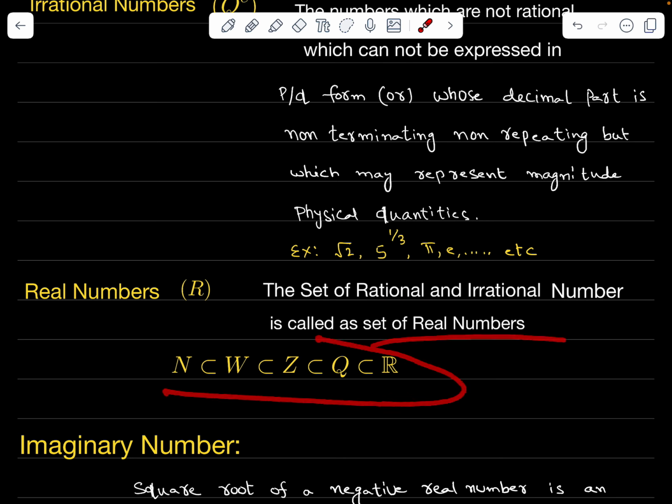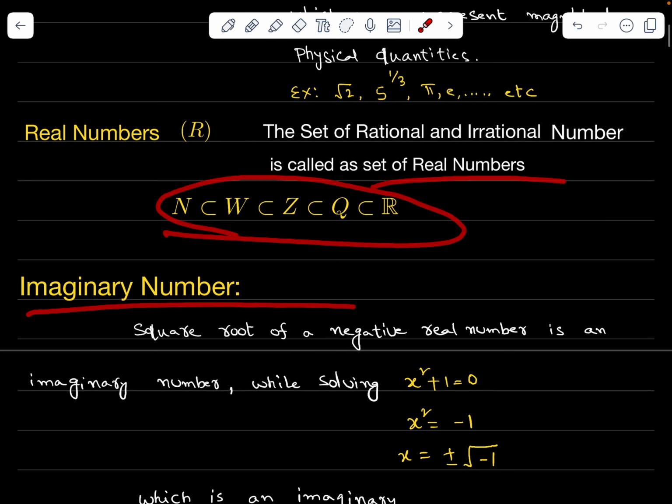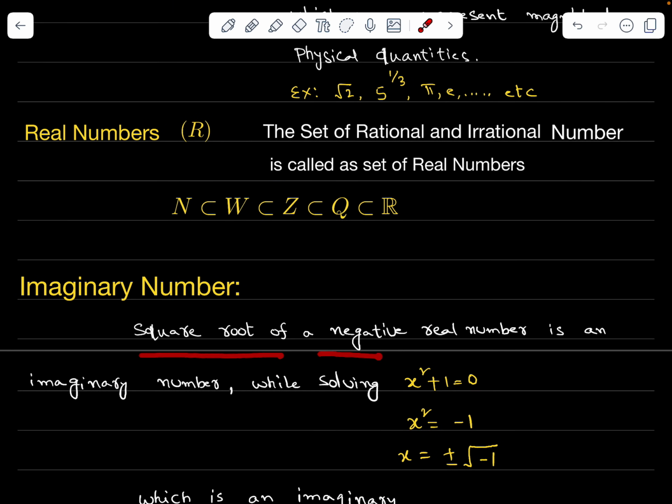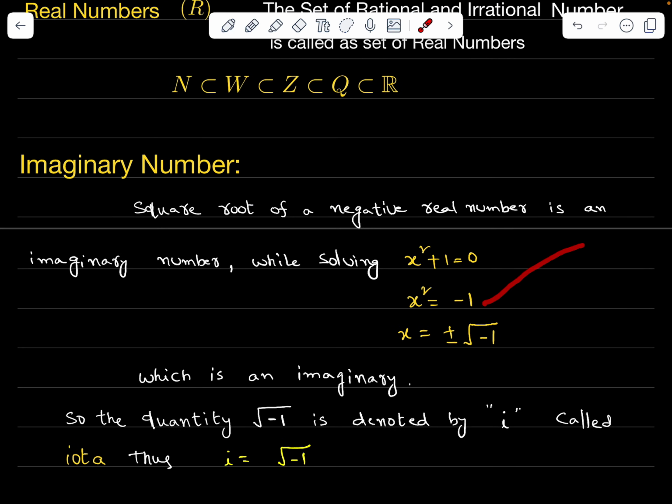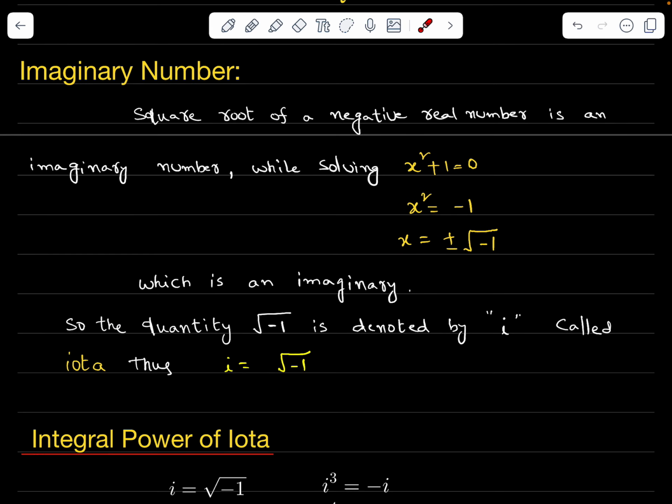Okay, you can observe these. Imaginary number: the square root of a negative real number is an imaginary number. While solving x square plus 1 equal to 0, then x square equals minus 1, x is equal to plus or minus root minus 1, which is imaginary. So the quantity root minus 1 is denoted by i. It is called iota. Iota, i is equal to root over minus 1.